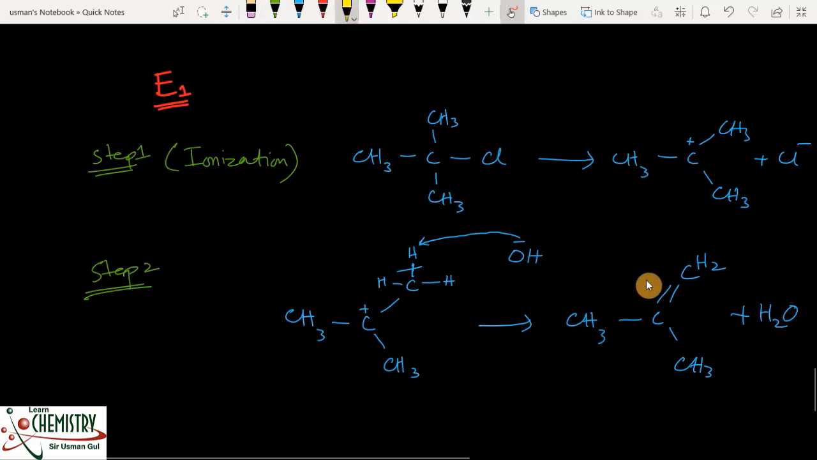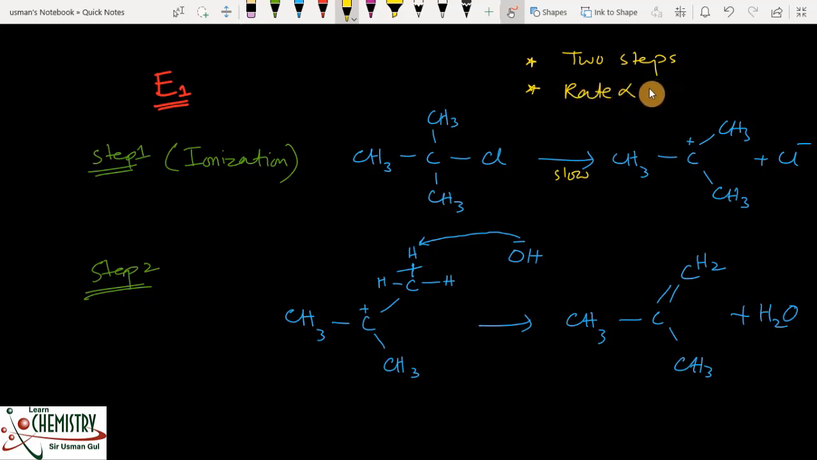Now if I discuss a few properties of this type, you can clearly see the whole reaction is done in 2 steps. Remember that the first step is also the slowest step, also called the rate determining step. So the rate law will be written this way: the rate will be directly proportional to the concentration of the alkyl halide. Only in the slowest, rate determining step is there one molecule, the alkyl halide, so the order of this reaction will be 1. That is the reason we call this the E1 reaction.